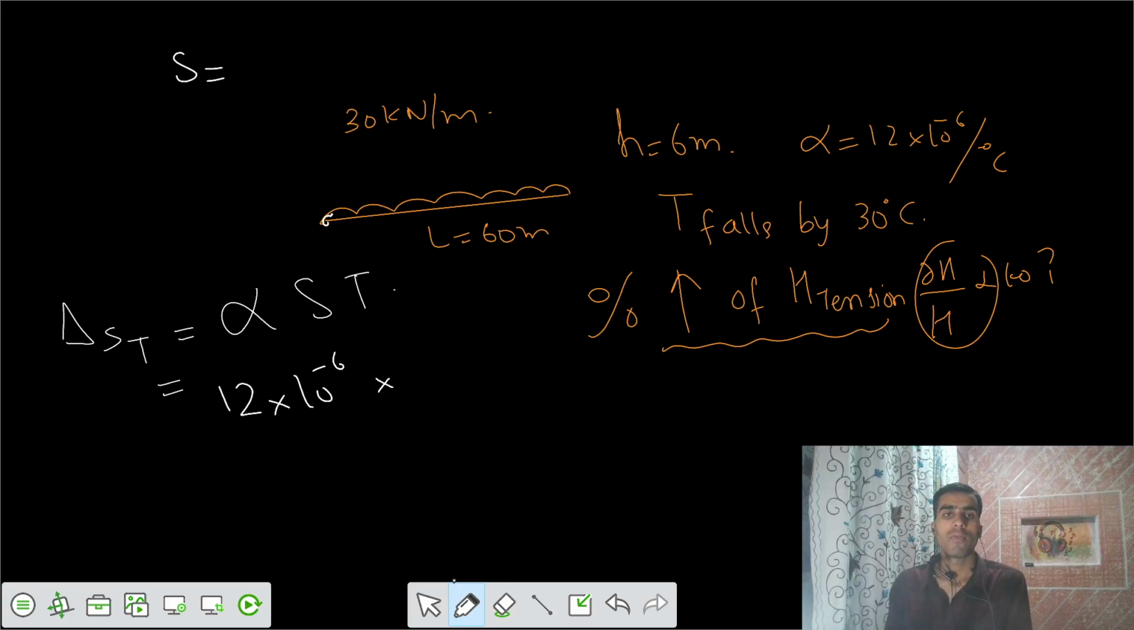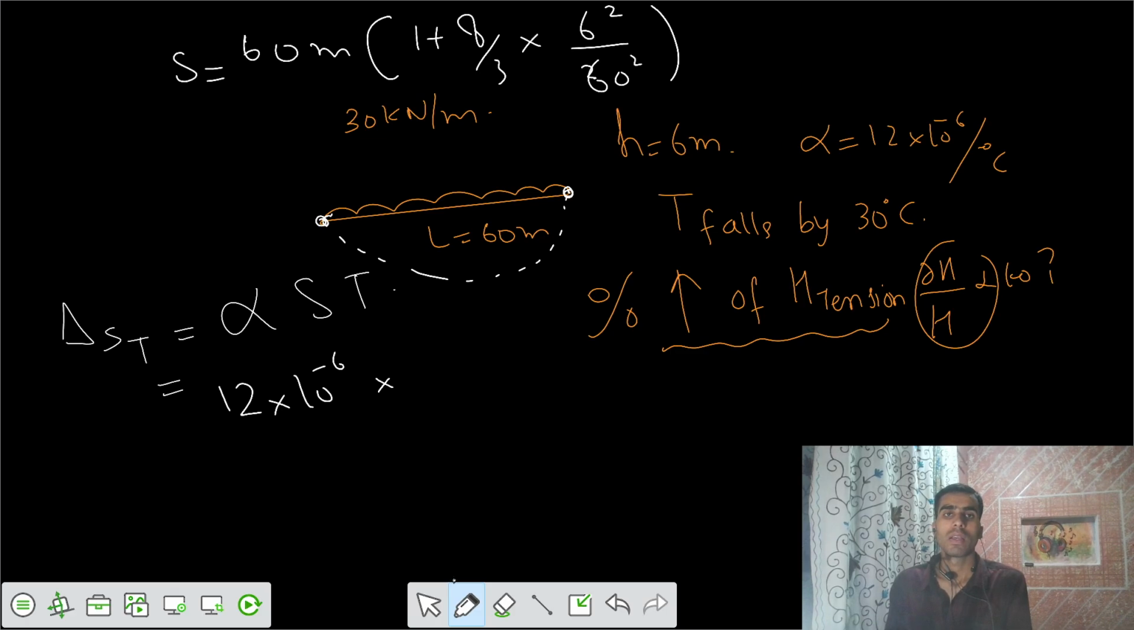I would say if you have two supports at the same level, the cable length would be equal to 60 meter times 1 plus 8 by 3 into 6 square by 60 square. Can you say that? S would be greater than 60 meters. So let's have some value of S in meters, and you multiply with that.